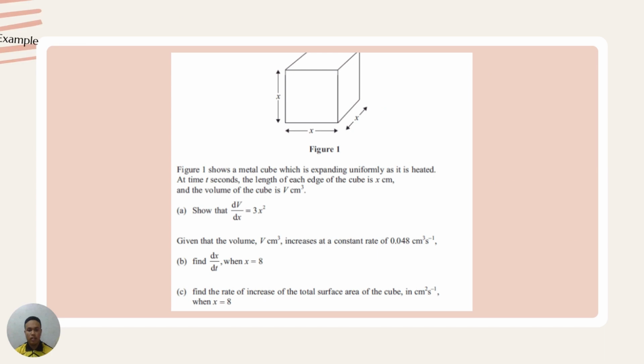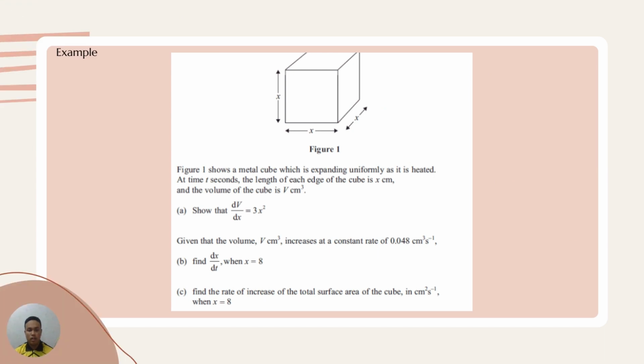Saja yang saya akan bertanya adalah berkenaan dengan soalan rate of change, di mana soalan ini berbentuk a metal cube which is expanding uniformly as it heats at time t seconds. The length of each side of the cube is x cm and the volume of the cube is v cm cubed. So saya nak tunjukkan calculation A, B dan C. So, kita pergi kepada calculation.